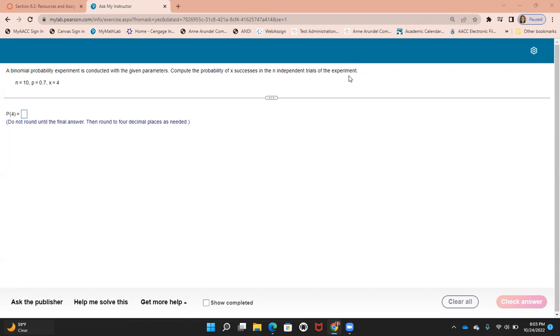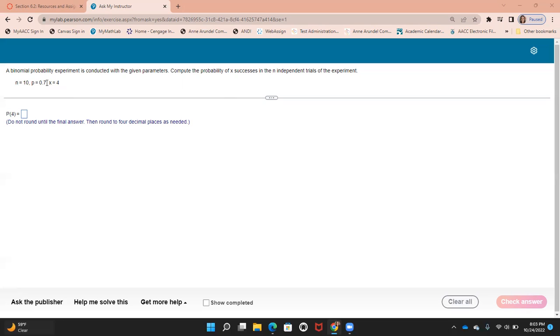The problems that we did in class mostly were focused around actual word problems, which honestly, I think make these problems a little simpler, a little easier to understand. So sometimes I like to pretend that the numbers they give us actually mean something to give it some context. When it says N equals 10, that's the number of trials. So let's say for 10 days. P equals 0.7. That's the probability of a success.